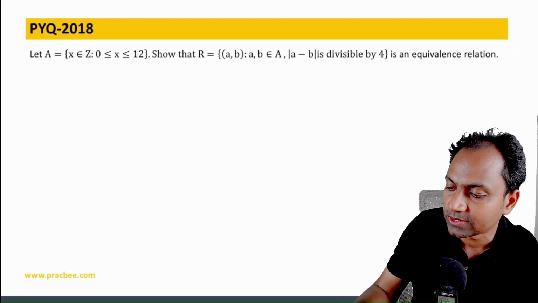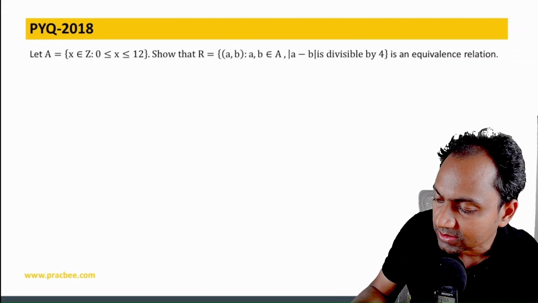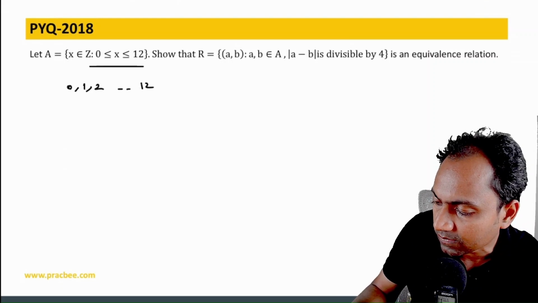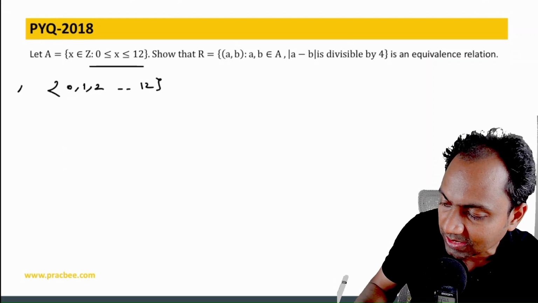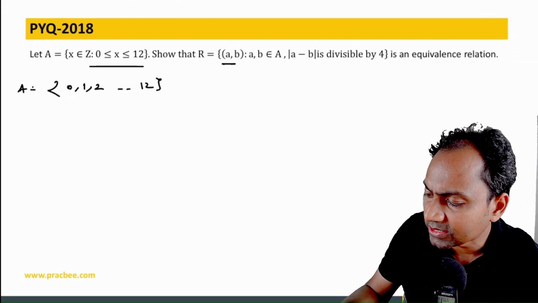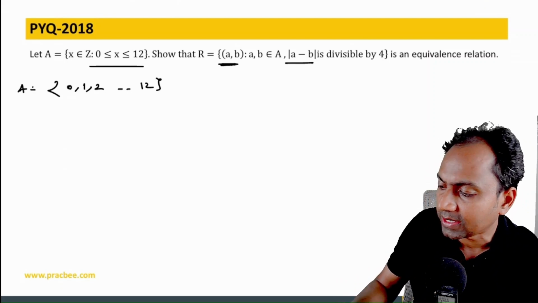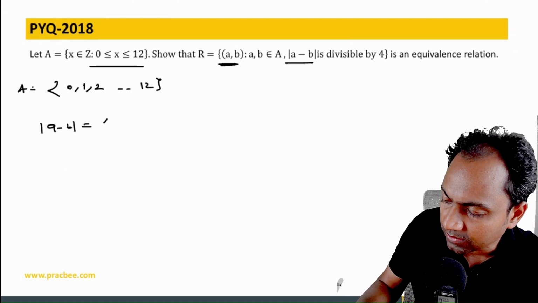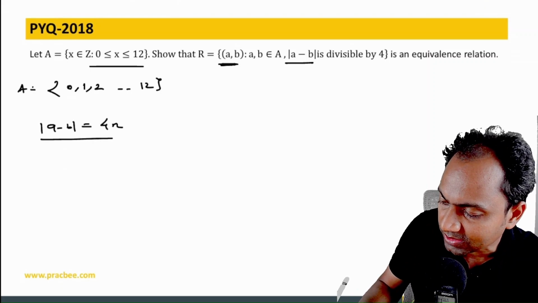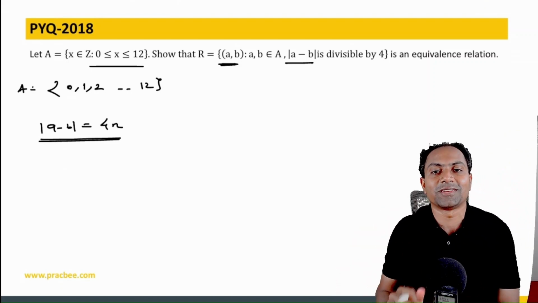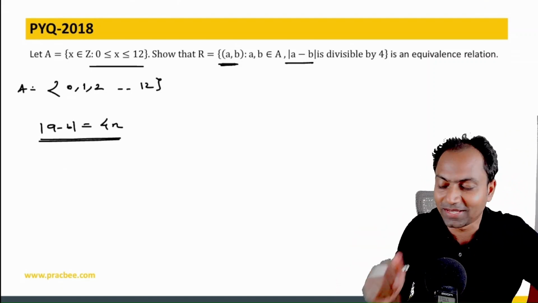So what they're saying is, for all the integers that lie between 0 and 12, so they're talking about 0, 1, 2 till 12. This is the basic set A that they have given to us. There is a relation defined between a and b in such a manner that |a minus b| is nothing but a multiple of 4. Whenever this kind of divisibility or multiple thing happens, we are going to use this kind of relationship, and this will make your life extremely easy.